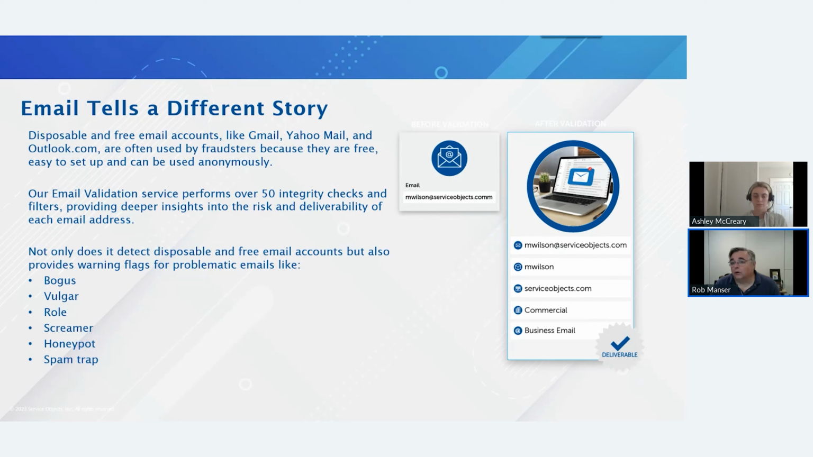We also flag role. So if someone's using something like sales at or info at, we're going to flag those as potentially either not necessarily fraudulent, but at least something to look at. It's much easier to create a sales at email for any domain and have it get through a lot of early checks. So you want to know that it's a role email. And if you're in marketing and sales, even if you're not looking for fraud, you also want to know that a role email is in your marketing list because those have their own risks and problems with them when you're doing marketing and sales. We also flag Screamer, Honeypot, and Spam Trap emails.